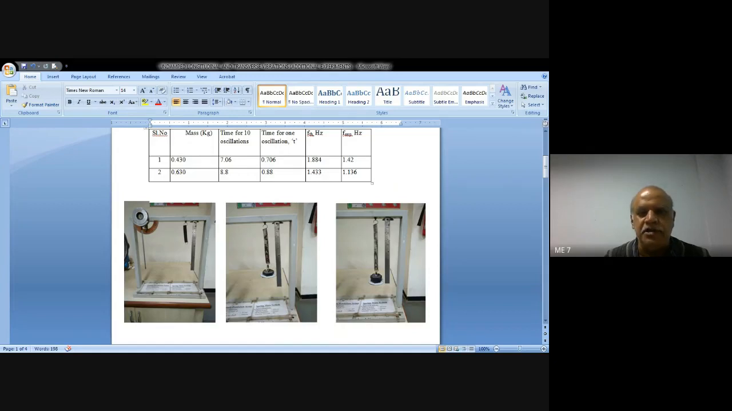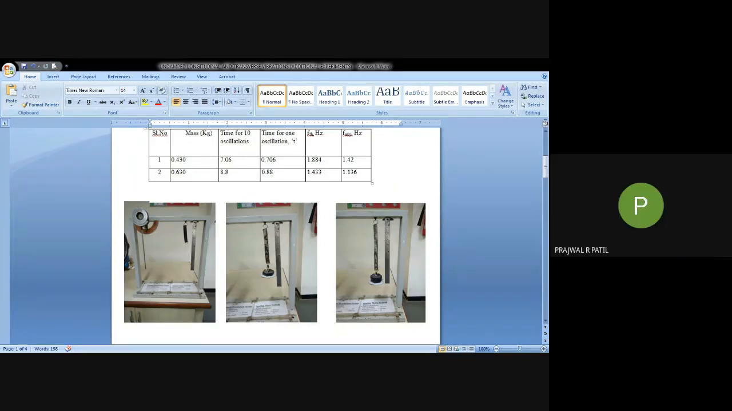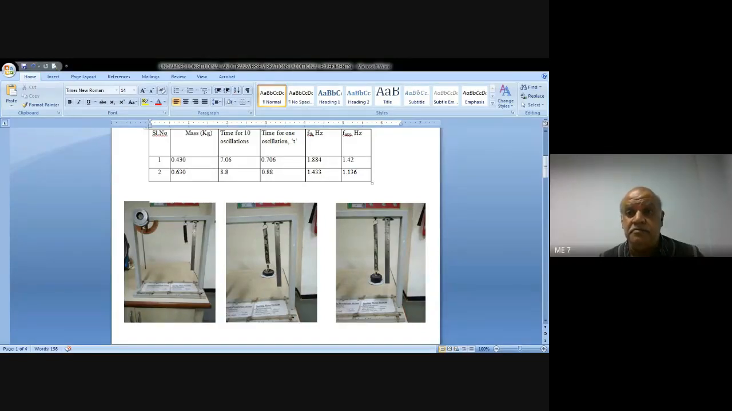Have you all finished with the calculation? Yes, sir. Okay. Shall I ask one of you to explain how to conduct the spring mass system experiment? Will anyone come forward to explain how the experiment is conducted? Nobody? Nilesh, explain in brief how the spring mass system experiment is conducted.